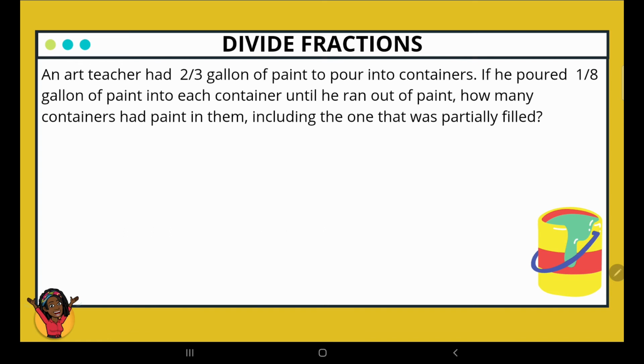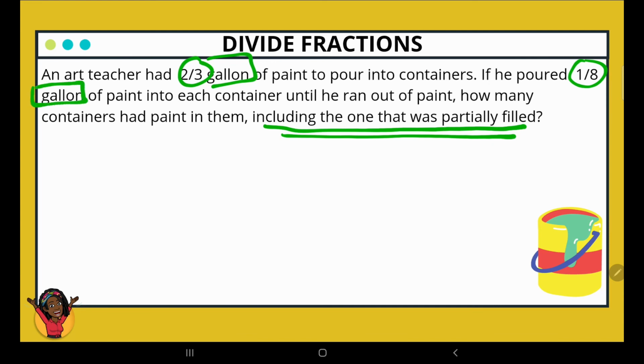An art teacher had 2/3 gallon of paint to pour into containers. If he poured 1/8 gallon of paint into each container until he ran out of paint, how many containers had paint in them, including the one that was partially filled? Okay, so let's go ahead and set this up. So we're working with the same units. The art teacher had 2/3 gallons, and he's going to pour 1/8 of that into as many containers as can fit. So we're splitting up the 2/3 gallon. So we're going to use division.